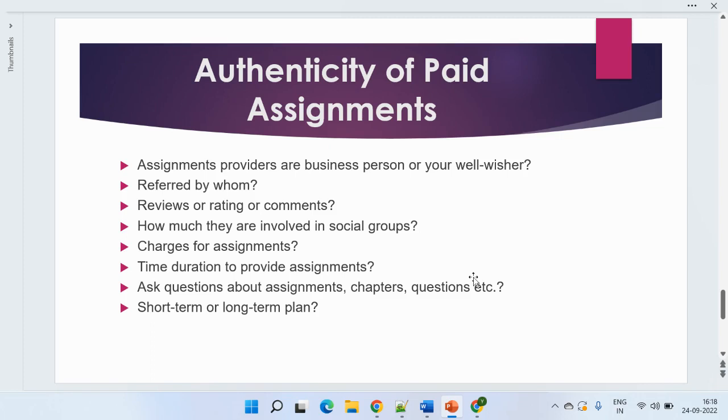So if they say, okay sir, we are providing it for 50 rupees, and you think, oh, it's very cheap, I will get all the assignments for 300 rupees, so I'm ready to pay. So don't waste your money. Even 10 rupees, don't waste your 10 or 20 rupees on the assignments.